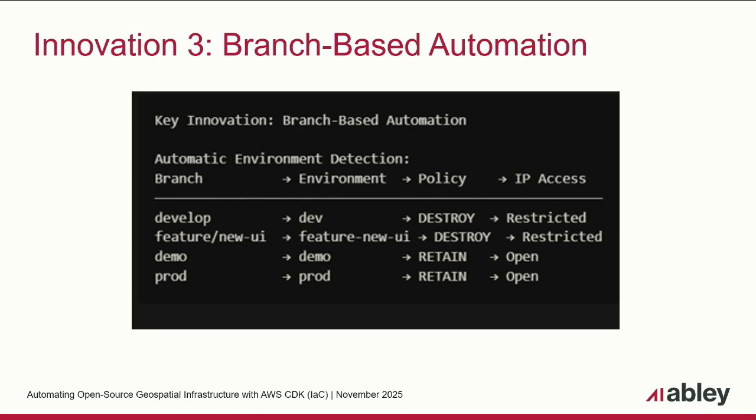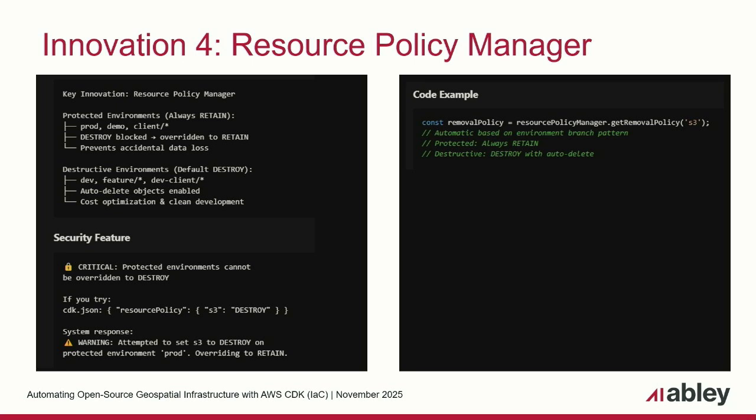Innovation 3, branch-based automation. We had different branches: develop, demo, prod, feature branches, and we wanted a proper branching strategy so that the resources, based on the branch, automatically implement the IP address, the policy, and whether the S3 bucket gets destroyed if the stack gets destroyed. Those ideas are all built into this library. It can be further improved.